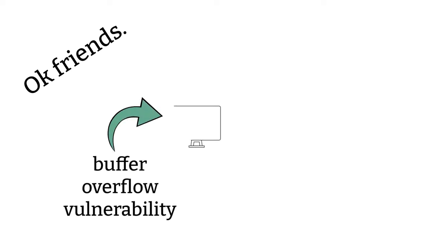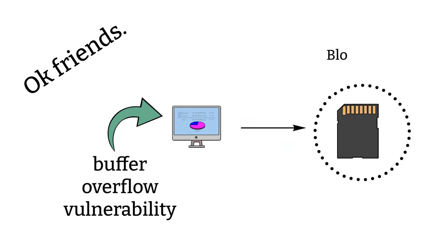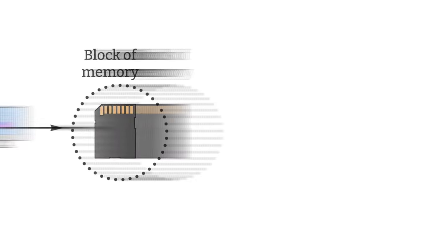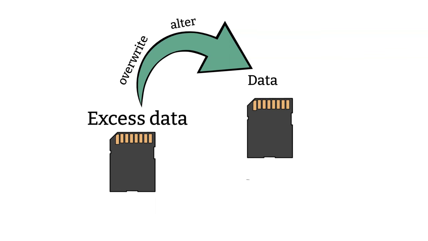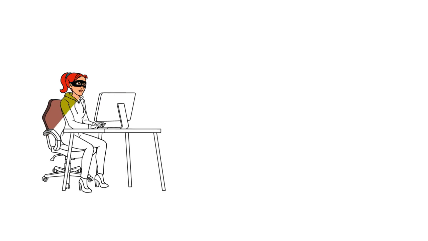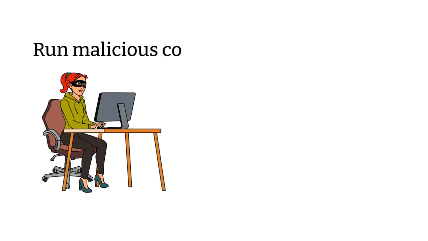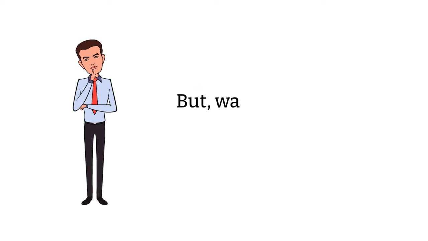Okay, friends, a buffer overflow vulnerability happens when a program writes more data to a buffer than it was intended to. A buffer is basically a block of memory. This excess data has the potential to overwrite or alter data stored in nearby memory spaces by overflowing. This vulnerability gives attackers the opportunity to run malicious code, change the way the software behaves, or even cause it to crash. But wait, what does that mean?